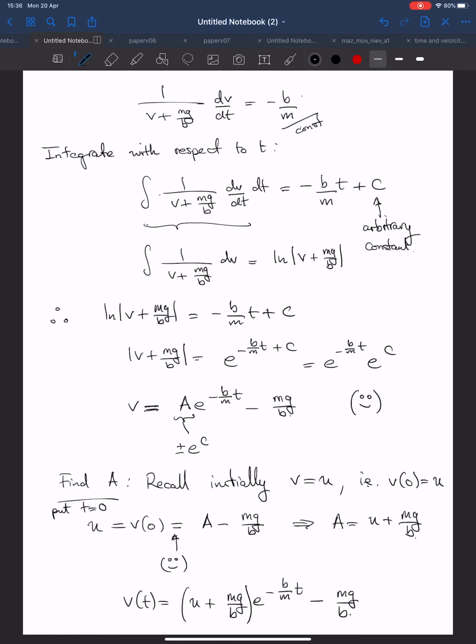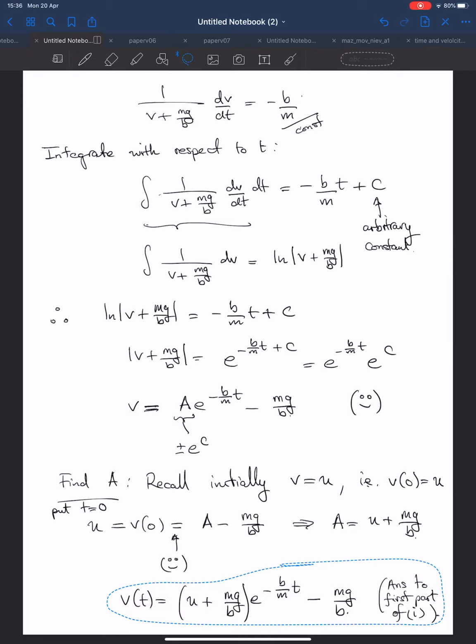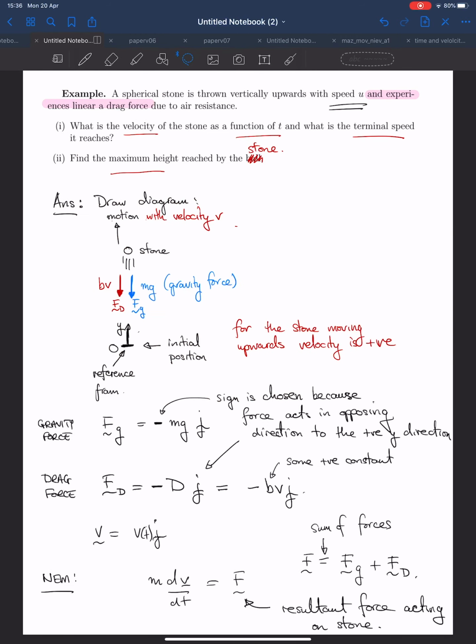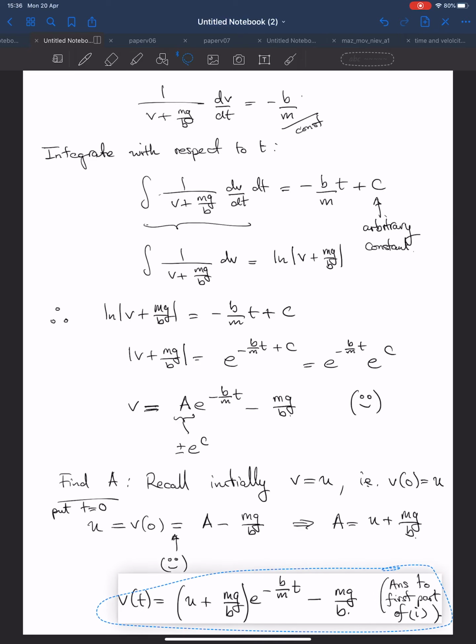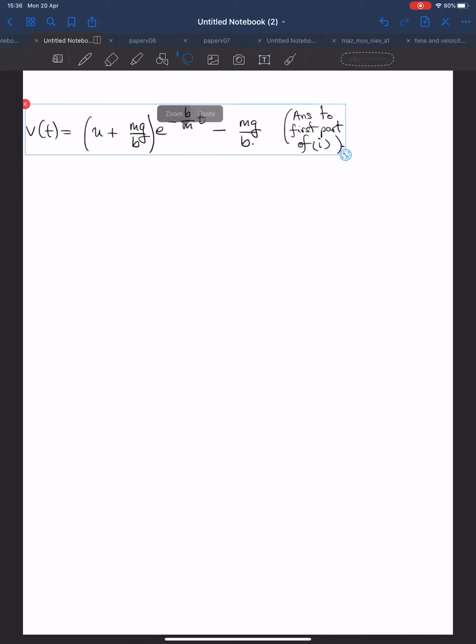Good, so this is the first part, partially done. So this is the answer to the first part of 1. The second part was what is the terminal, or what is the velocity? In fact, let me read this. What is the terminal speed it reaches? Okay, so terminal speed, so this is looking for the speed achieved in the long time regime. Okay, so this is our solution.